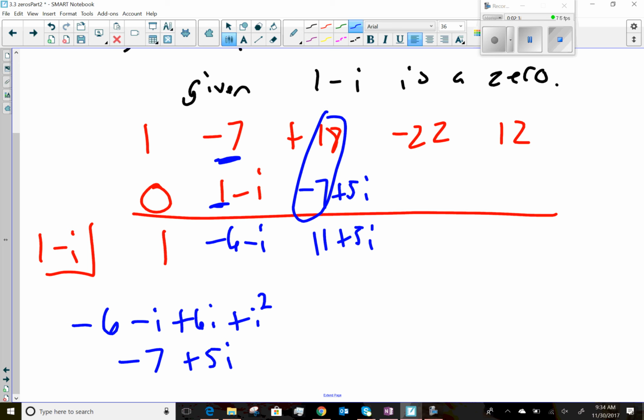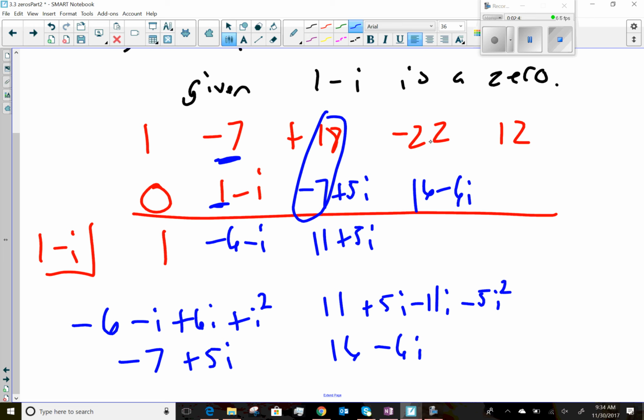Now we're going to multiply again here, so we have another binomial times binomial. We get 11 plus 5i minus 11i, and then minus 5i squared, so that turns to positive 5, so we get 16, and then minus 6i, because 5 minus 11 is negative 6. And so that goes up here. Now we add our real parts, so that is negative 6 minus 6i.